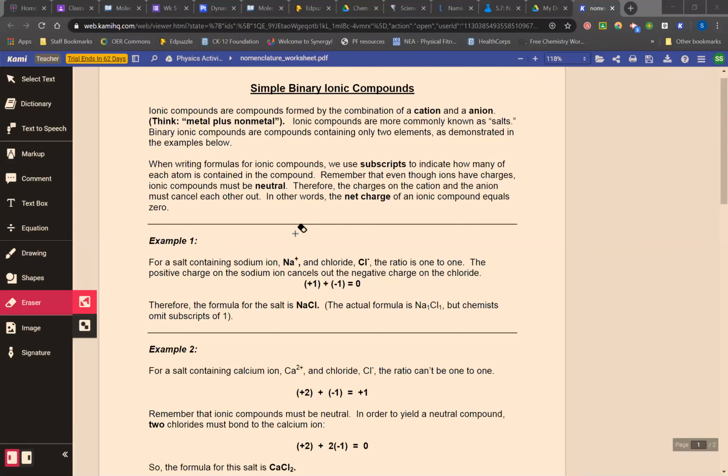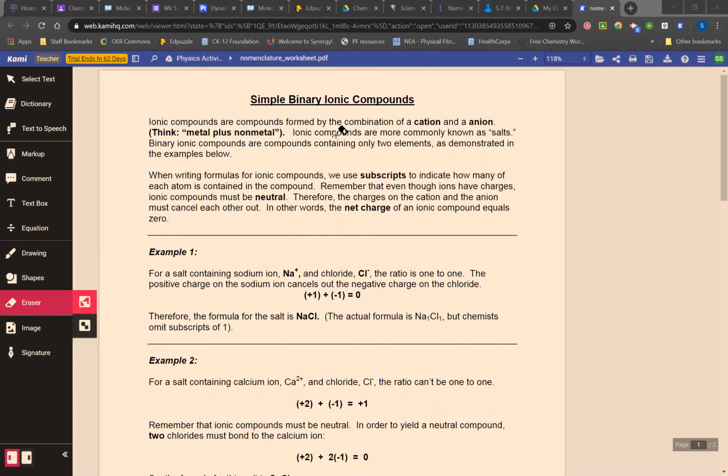So, there's two kinds of bonding: covalent bonds and ionic bonds, and there's different rules for each of them. We're going to start with the ionic bond. So we call it simple binary. Binary means two ions. That's it. So read through here slowly.